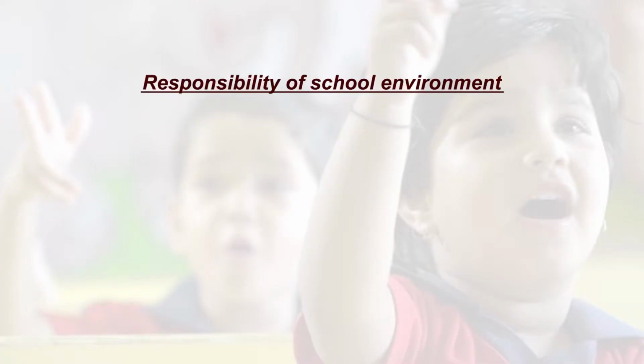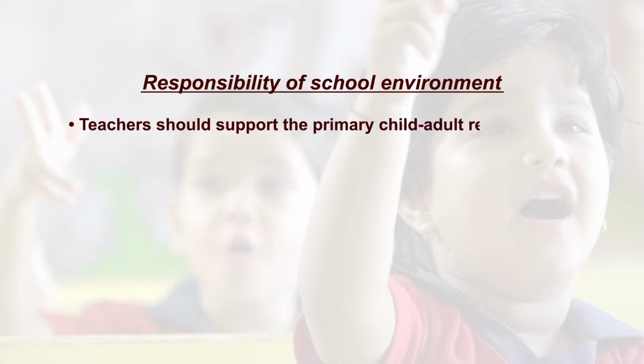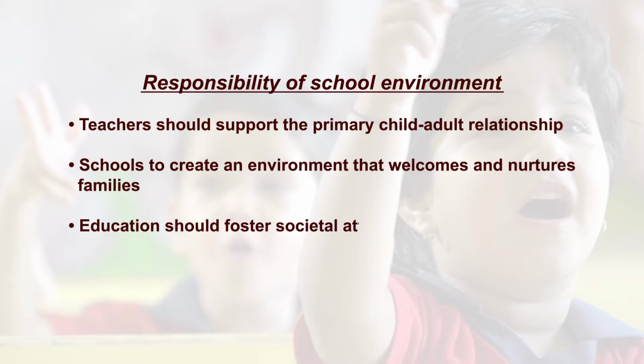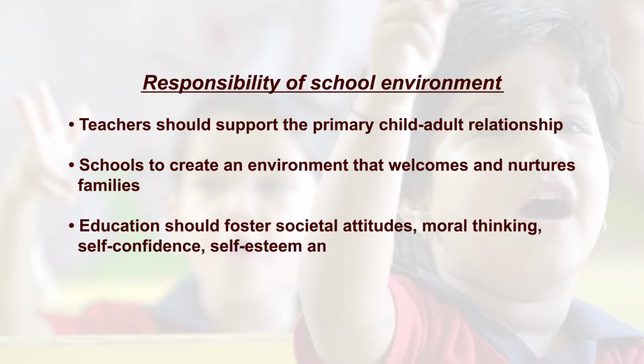The first one is that the teachers need to work to support the primary adult-child relationship. The second is that the schools should create an environment that welcomes and nurtures families. The third means is that education should foster societal attitudes, moral thinking, boost their self-confidence and self-esteem, and enhance logical thinking. Hence, the ecological system theory offers a framework of how the development of a child gets affected by the social relationship and the world around him.